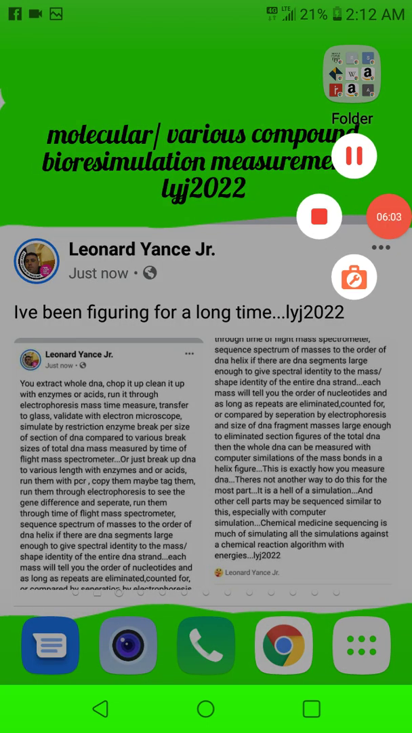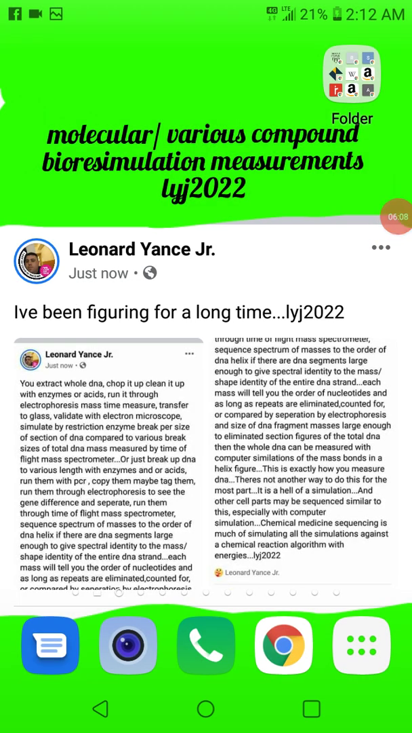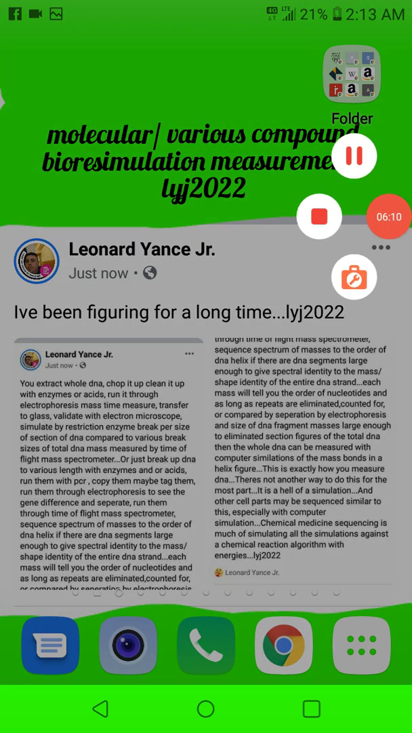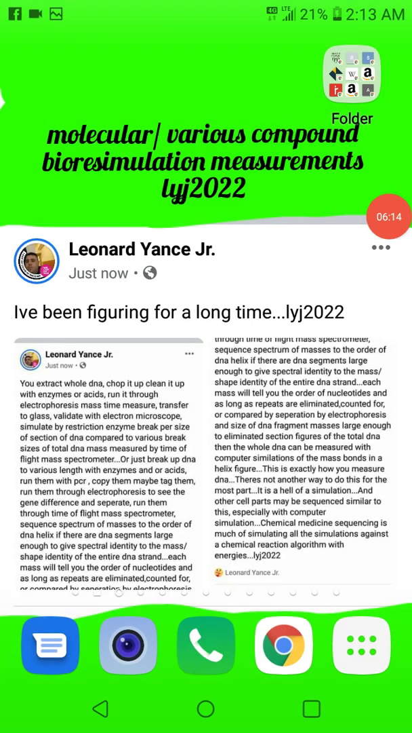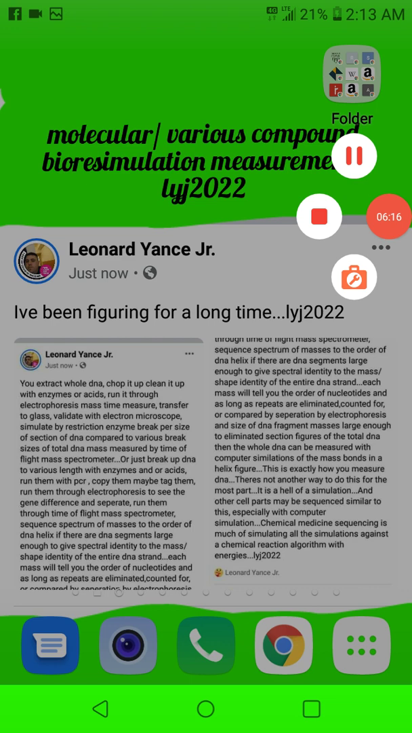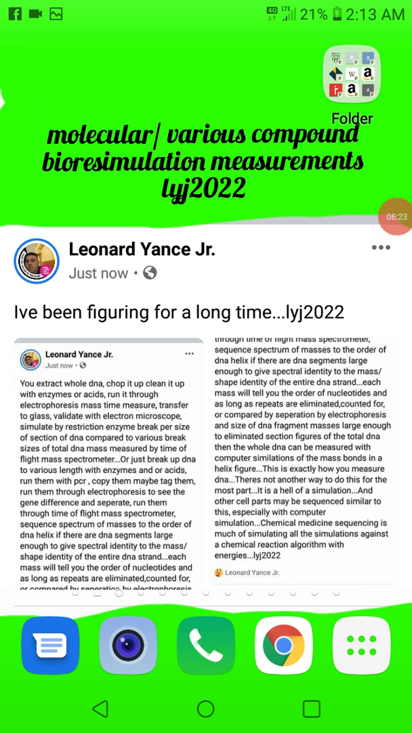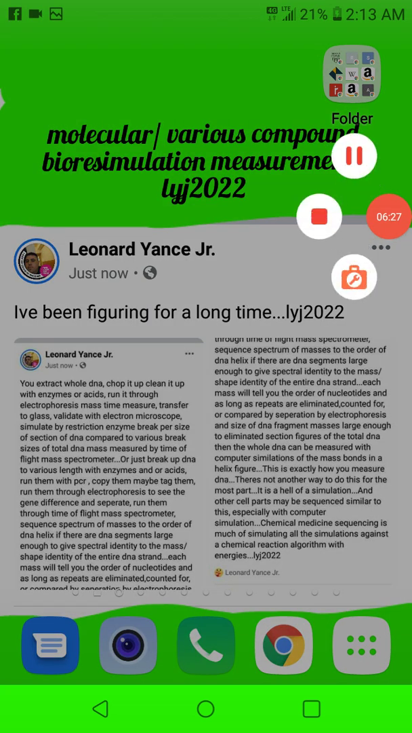So, I mean, it is a mathematical identity. That's the number we want to reach, which identifies something, whether it be an atom, a molecule, a compound, or an entire system. And if you do the thinking, this is exactly the only real true way, for the most part, of really figuring out how to do bioresimulation.